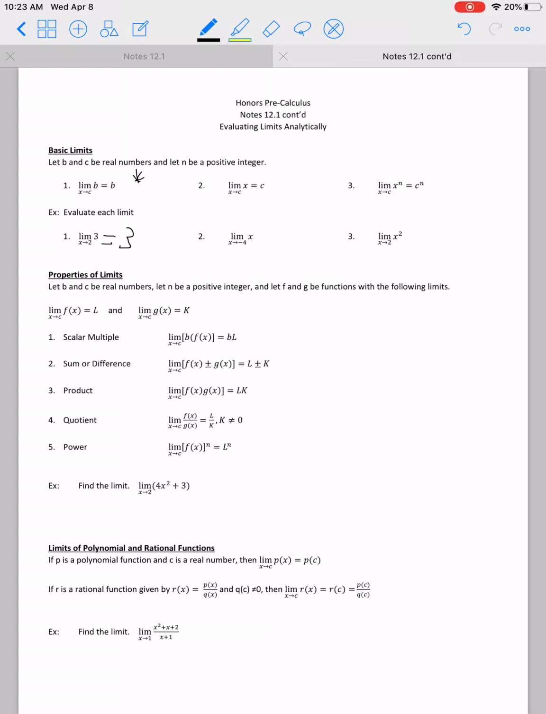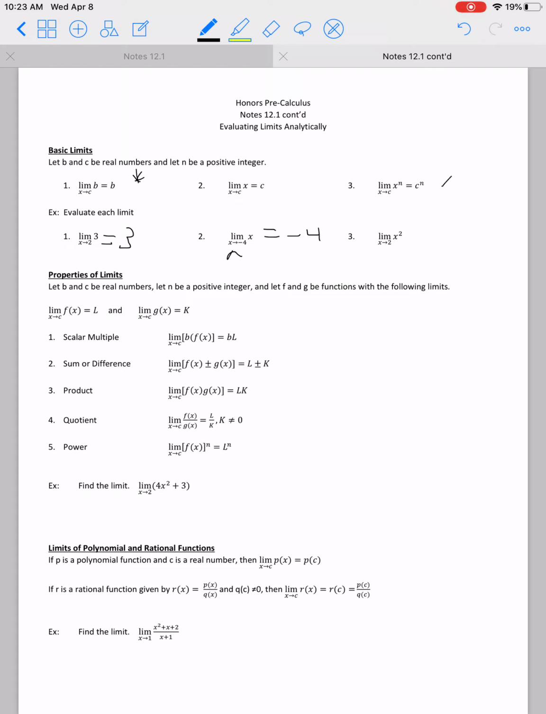This one says the limit of x as x approaches c, we're just going to plug c in for the x, and it's going to be whatever that value is. So if we look at this one right here, the limit of x as x approaches -4, I'm going to plug in -4 for the x, and the y coordinate would be -4, and that would be the identity line. So we know the x and the y are the same.